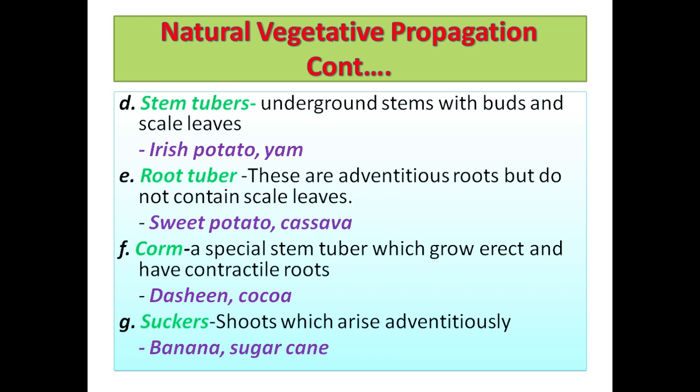F, corm. A corm is a special tuber which grows erect and has contractile roots. So for example, your dasheen plants, your cocoa plants normally reproduce using corms. And G, suckers, shoots which arise adventitiously. For example, your banana and your sugarcane use suckers.